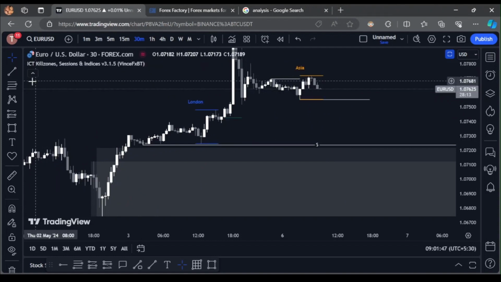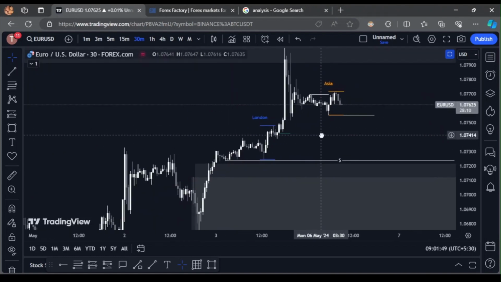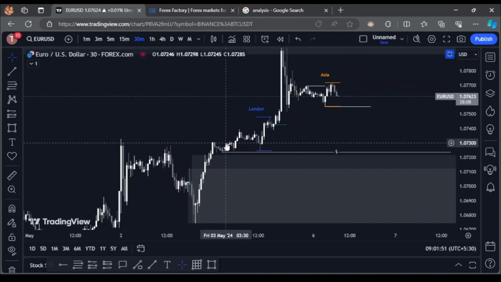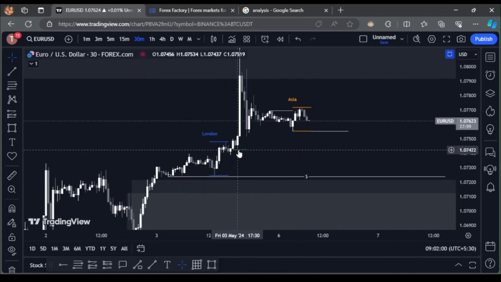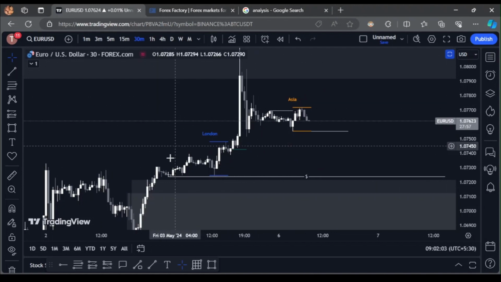I'll be turning it on. Yeah. So what we have here is that the Asia session was protected by the market on the previous day, that is Friday. The London session was protected by the market, and even the New York session didn't take any liquidity of any of the sessions.